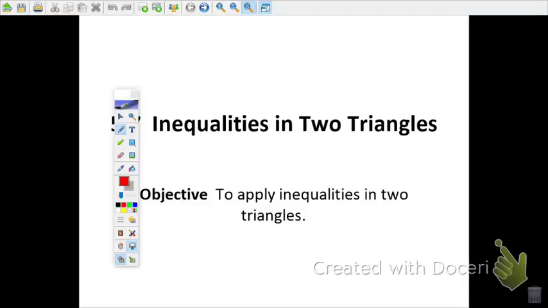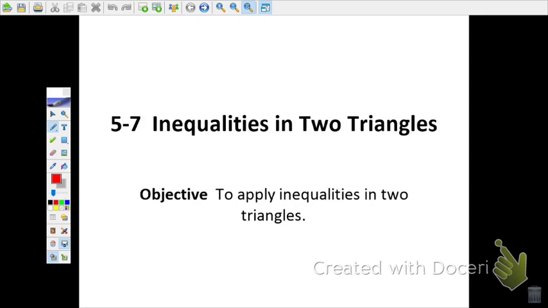Today we are going to be looking at section 7 of chapter 5, inequalities in two triangles. Okay, so we've got some similarities to what we did yesterday when we looked at inequalities in one triangle, but there's also something that's going to be different.